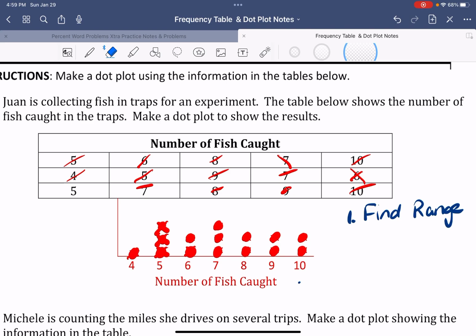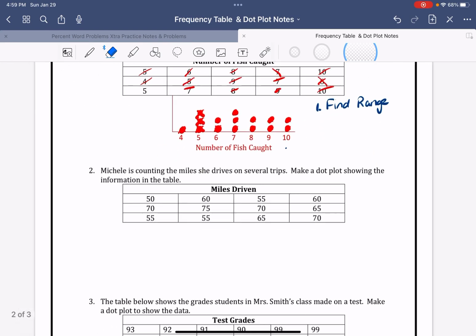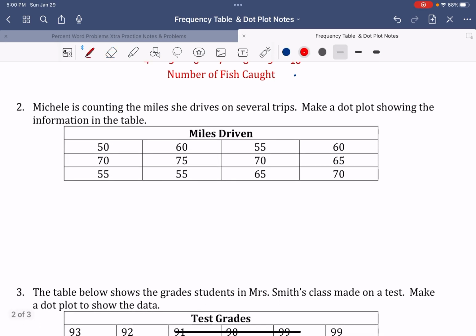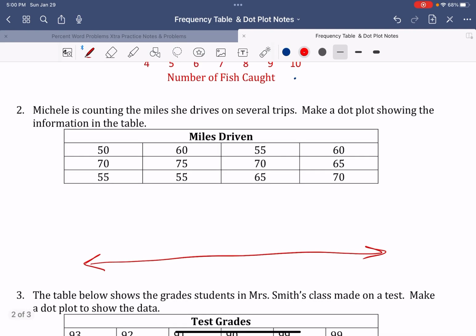So just an example. So go ahead and try number 2, 3, 4, and try to create a dot plot. Now remember, make your number line and then find your range so that you know what to put right here, okay? All right, once you finish this, go ahead and turn this in. We'll see how far we get, and then after this, we'll do Alex.